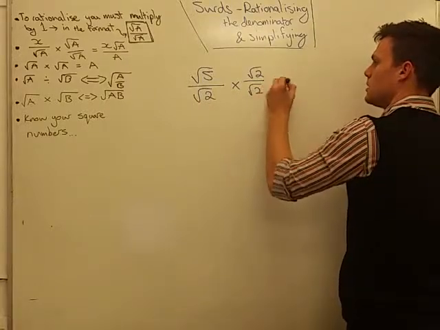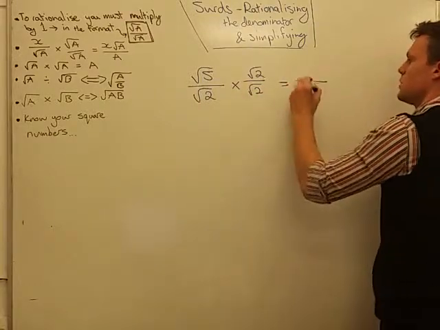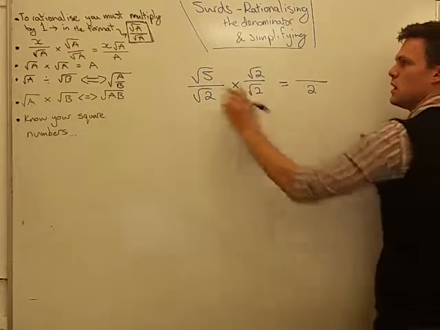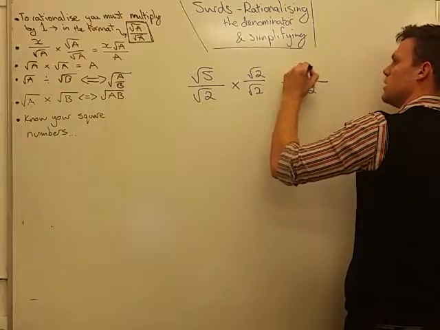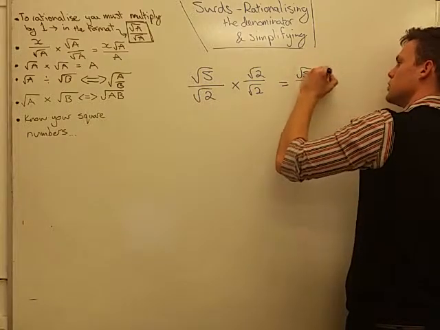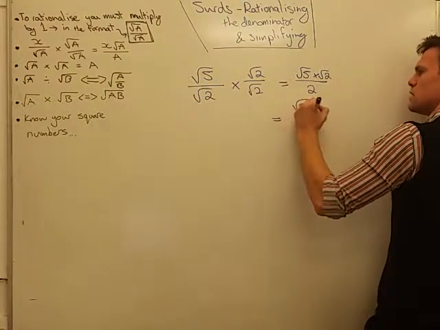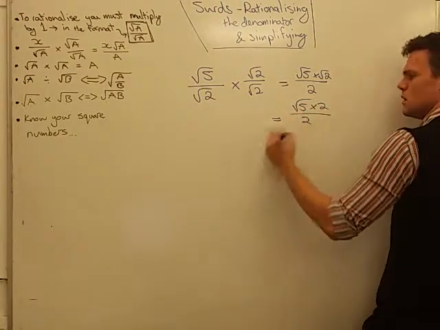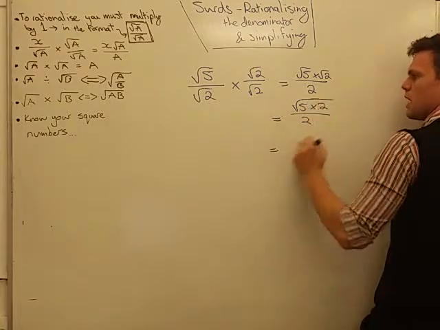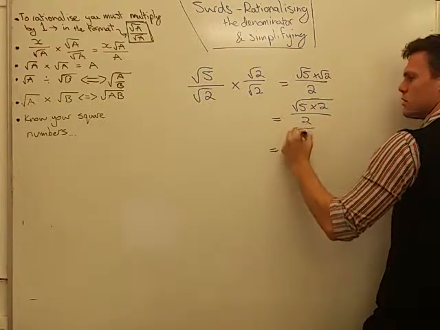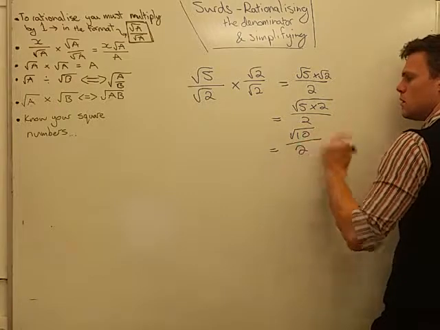And again, I'm going to multiply across. Root 2 times root 2, that's going to give me just 2. And root 5 times root 2, well, that's the same as root 5 times 2, which is the same as the square root of 10, all over 2.